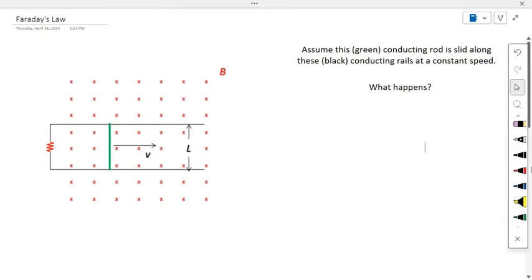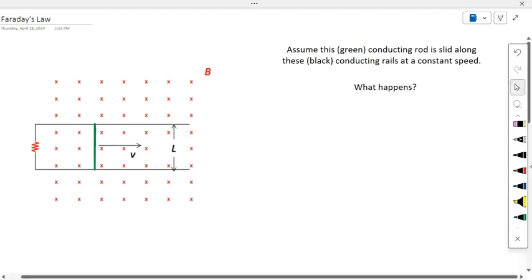So let's take a case like this. This green thing here is a conductor. It's a hunk of metal, a bar, and they slide it along. These black things are wires, and there's a resistor. So we've got a conducting loop, and nothing's going to happen right now, unless we slide this conducting green rod across these rails.